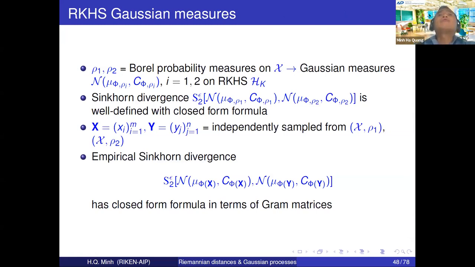As before, we can do it in the RKHS setting as well. Suppose we have two probability measures, rho one and rho two on X, and they induce two Gaussian measures. Before, we introduced the RKHS mean vectors mu and covariance operators c, so we can define the Sinkhorn divergence between these two Gaussian measures. Empirically, suppose we have two datasets x, y sampled from these two measures, and we can also compute the empirical Sinkhorn divergence.